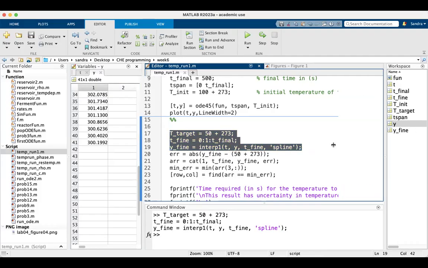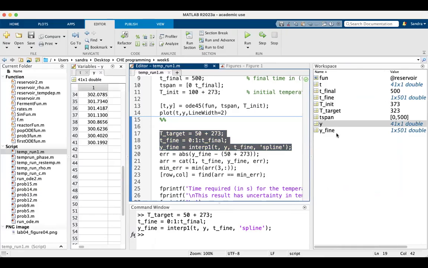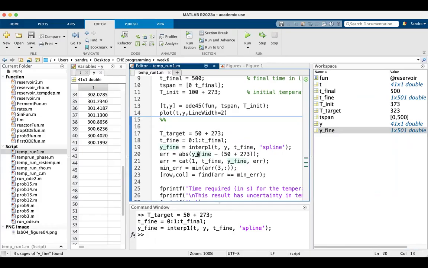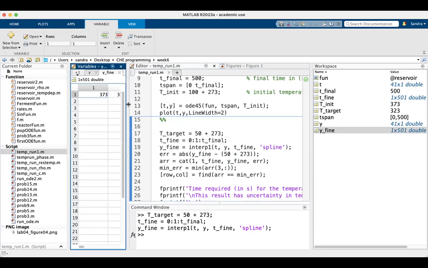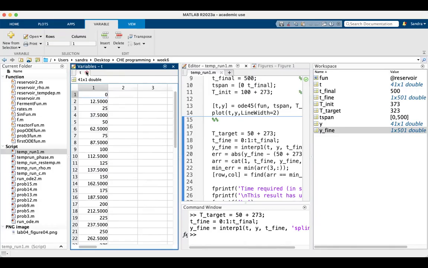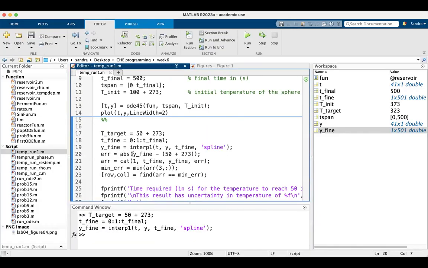Now if you look at this part, the actual y was only 41 values, but y fine has 501 values. Now we have a very fine grid. Now you have to find where 50 is. The easiest way is to find the difference between each y fine value and 50 degrees Celsius. Remember that the value is given in Kelvin, so y fine minus 50 plus 273. You have to convert into Kelvin and then subtract.